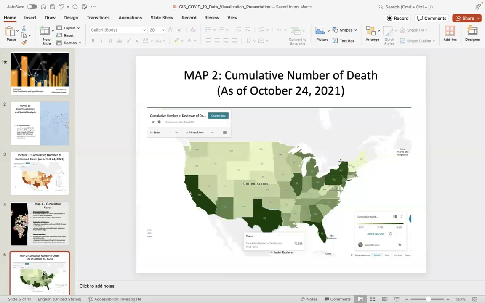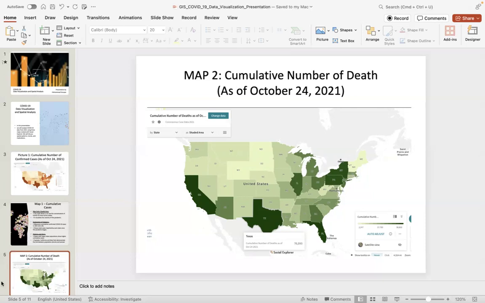All right, so let's go to map number two that I have created. Map number two shows the data about the cumulative number of deaths as of October 24, 2021. We all know it was a hard time in COVID-19, and we suffered a lot, we lost our family members. Personally, I also lost a very close relative, and it was very hard at that time. So yes, we lost a lot of people in the USA during that COVID time.